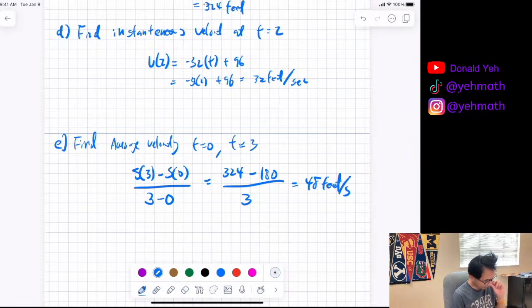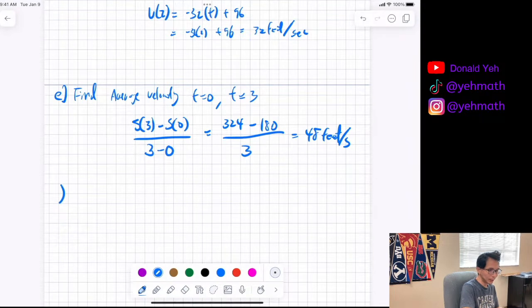So remember, your instantaneous velocity at t equal to 2 is 32 feet per second. But to find the average velocity, usually they give you 2 time intervals, 0 and 3, and they say, hey, can you find the average velocity? It's a change in position over change in time. So just plug in 2 different positions into the original function and divide by the change in time.